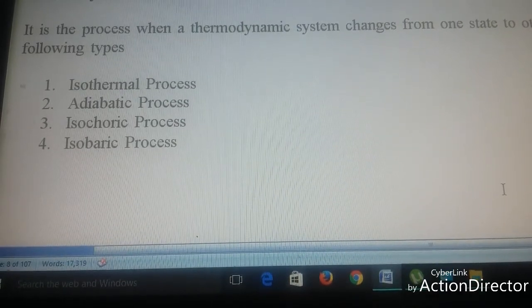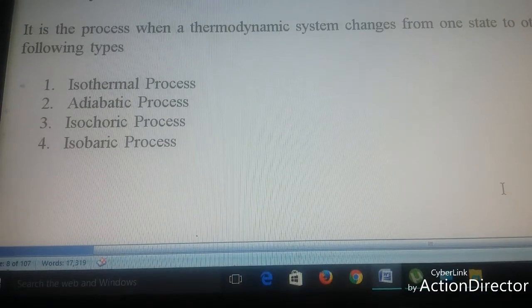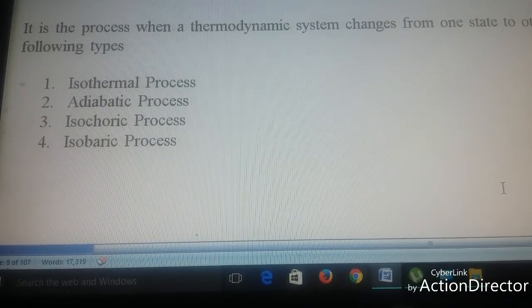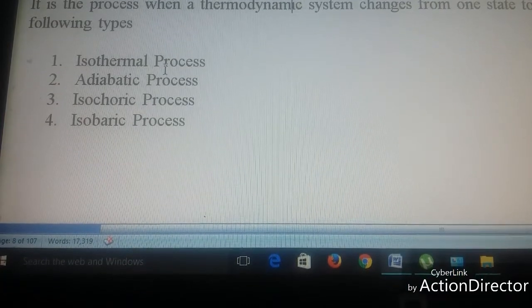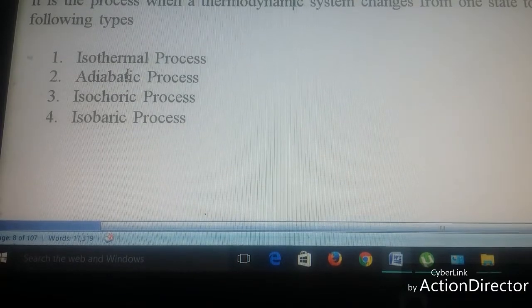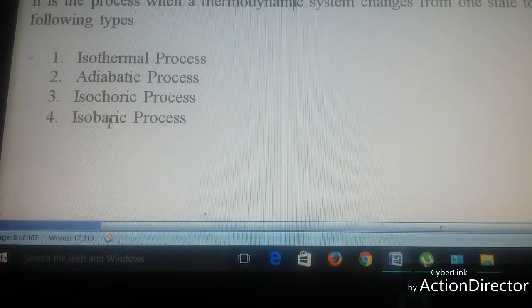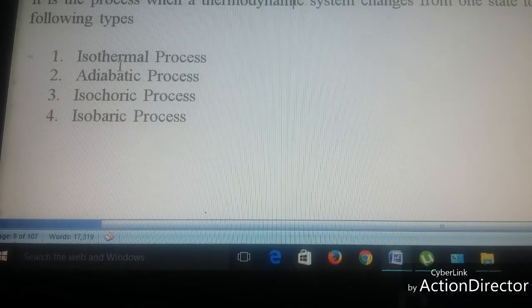In this video, we will discuss various thermodynamic processes and the laws of thermodynamics. A thermodynamic process is a process when a thermodynamic system changes from one state to another. These are the various thermodynamic processes: isothermal, adiabatic, isochoric and isobaric. Now, let us understand these terms.